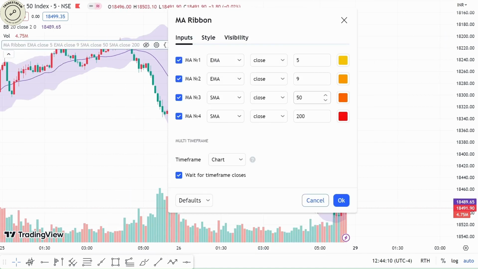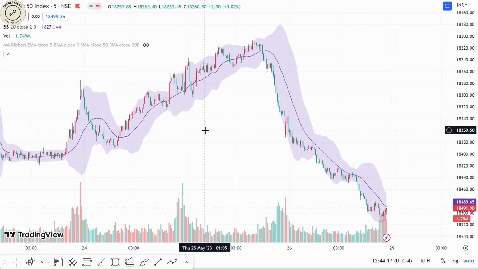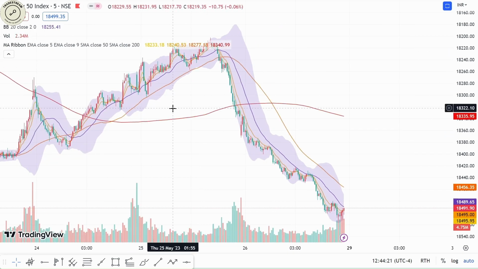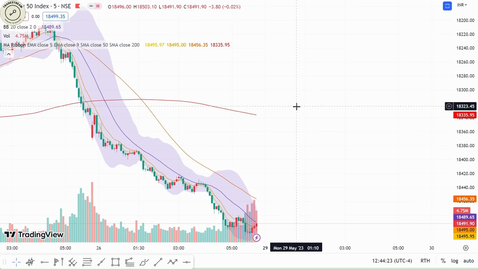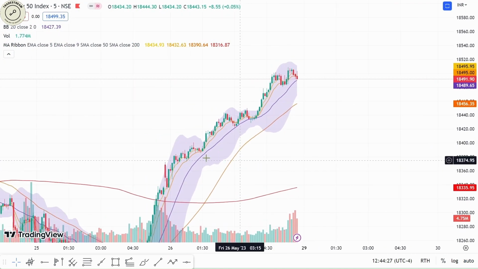I use the moving average 5, 9, 50 and 200. So these are the important ones. The rest of the settings are default, the colors are default, and I'll just try to make it visible. As you could see, just inverted. Price is above the 9.